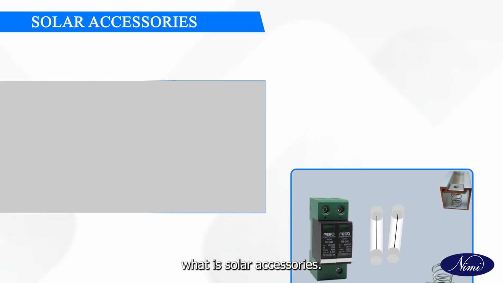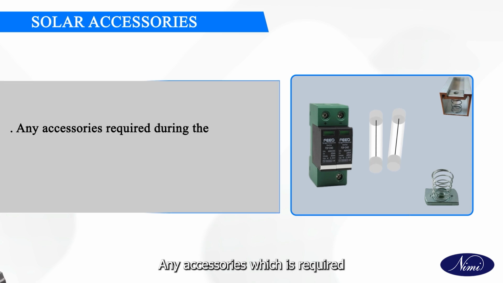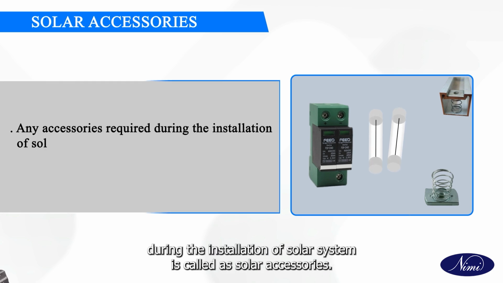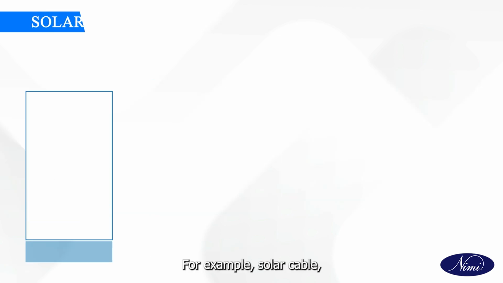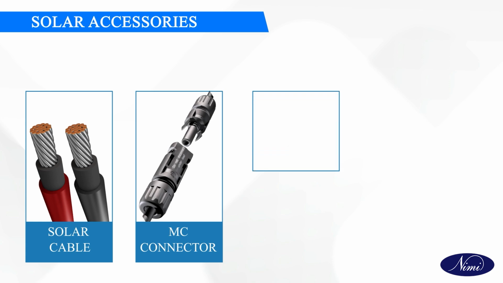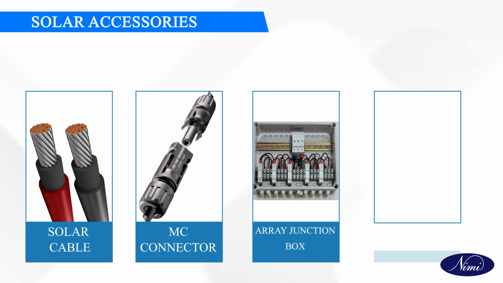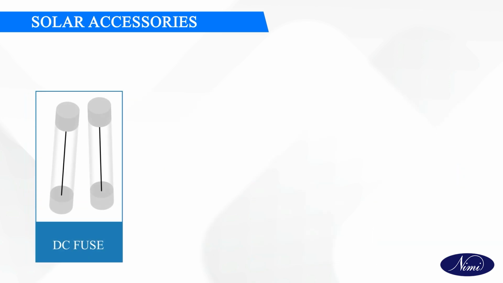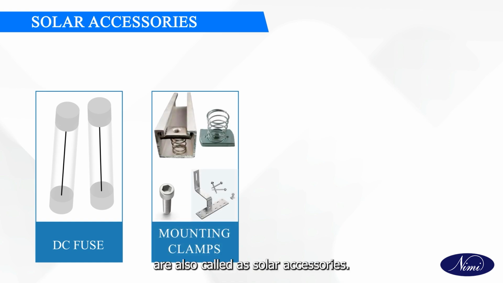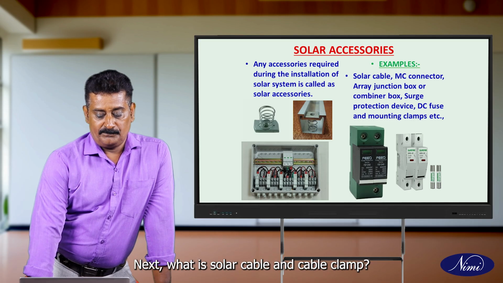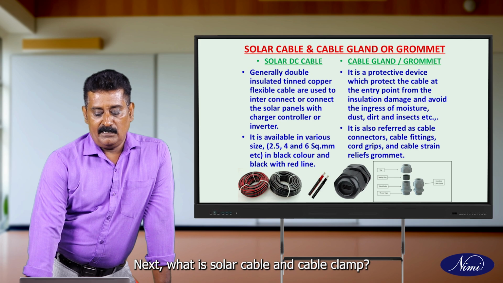What is solar accessories? Any accessories which is required during the installation of solar system is called as solar accessories. For example, solar cable, MC connectors, array junction box, surge protection device, DC fuse and mounting accessories also called as solar accessories. Next, what is solar cable and cable gland?